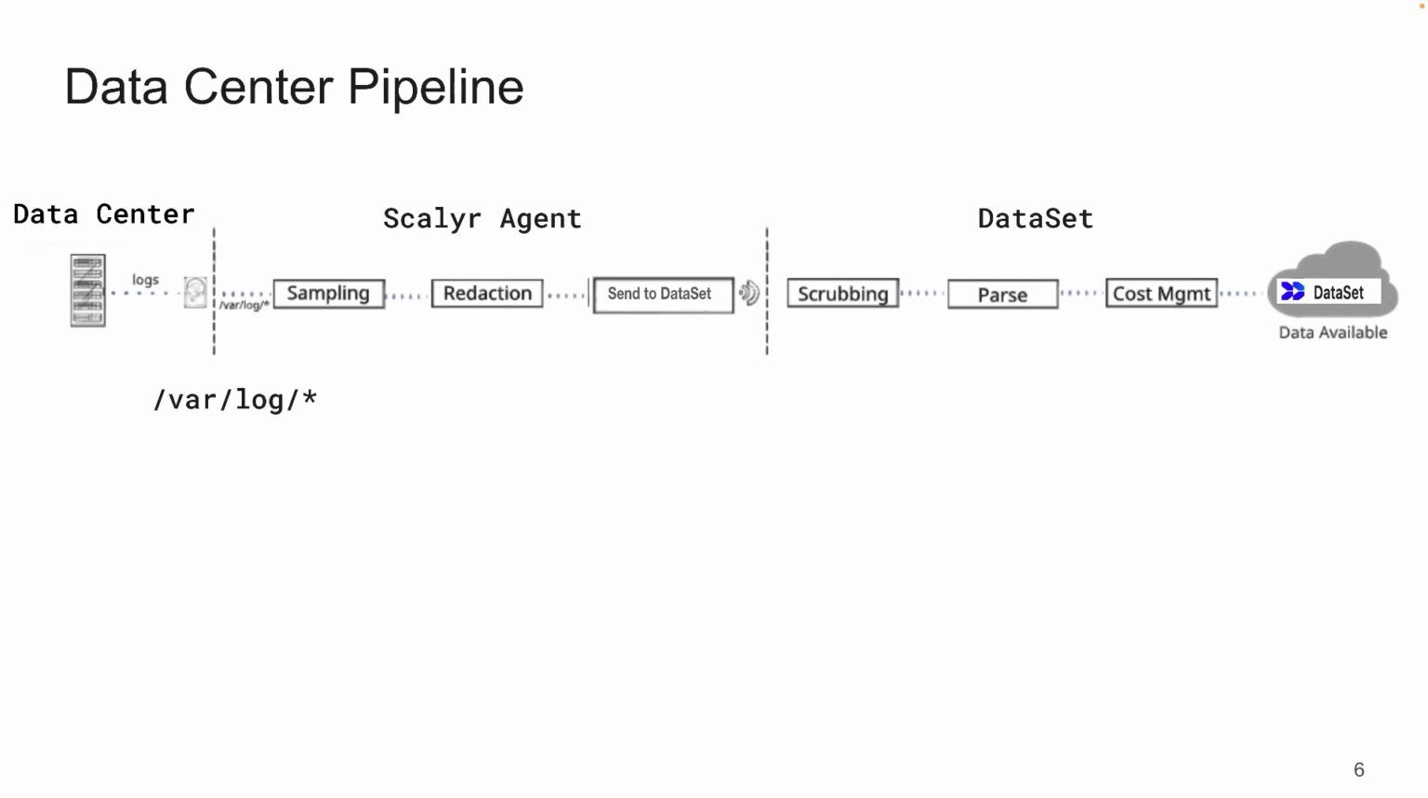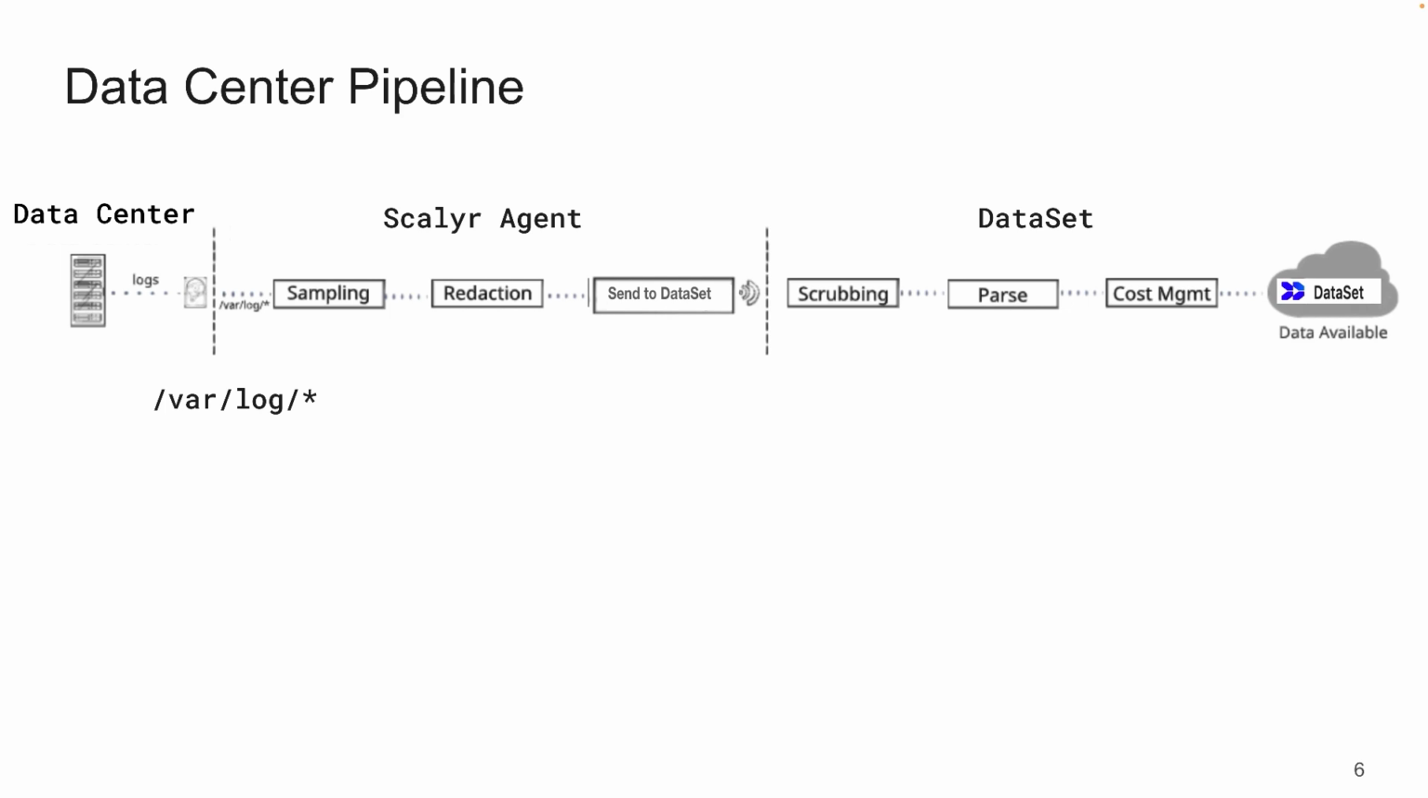The way that it processes it is, at first, we gather the logs. Then if there are any sampling rules, we apply those. And if there are any redaction rules, we apply those. After the redaction step, it's going to ship the data to the DataSet data center, and it's going to be picking up logs via the API. From there, it's going to go through another redaction step called pre-processing or scrubbing.